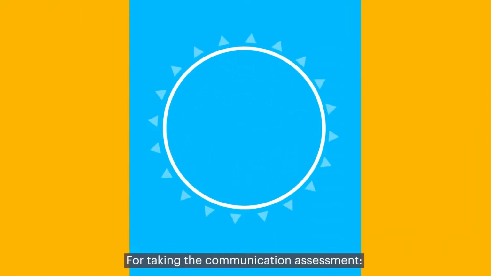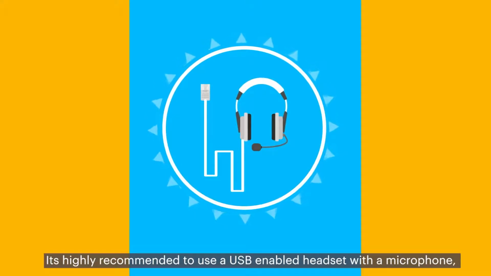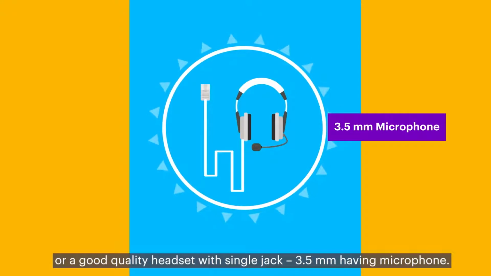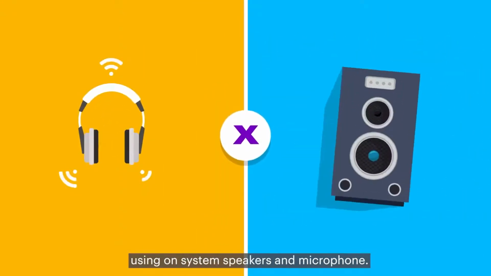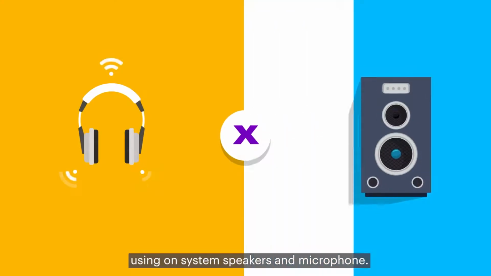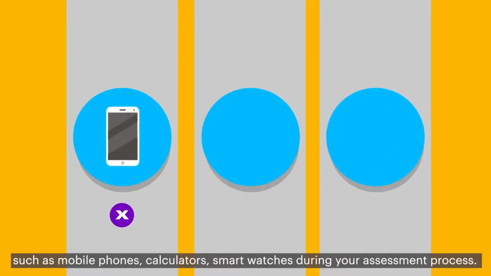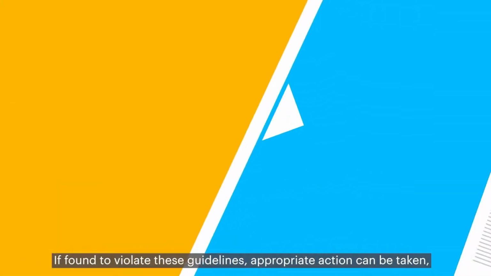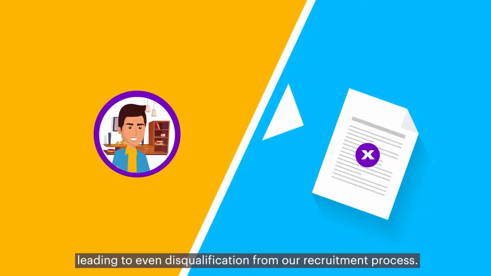For taking the communication assessment, it's highly recommended to use a USB-enabled headset with a microphone or a good quality headset with single jack, 3.5 mm having microphone. Students must avoid using Bluetooth headsets or using on-system speakers and microphone. Remember, don't carry or use any electronic devices such as mobile phones, calculators, smartwatches during your assessment process. If found to violate these guidelines, appropriate action can be taken, leading to even disqualification from our recruitment process.